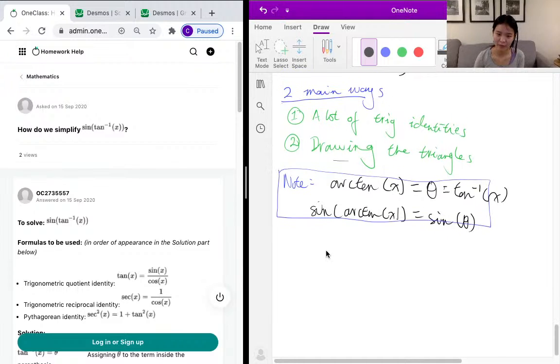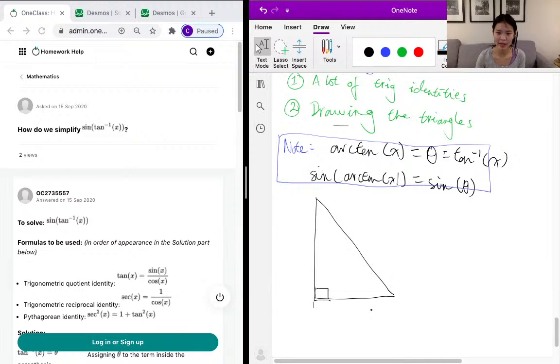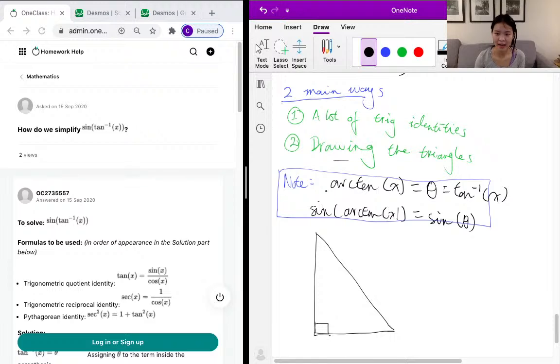Alright, now let's move on to our process of drawing a triangle. You can just draw a random triangle, any way you like, as long as it's a right angle triangle. And from here, we know that our arctangent of x is equal to an angle. So let's just write an angle here and pretend that the angle is the arctangent.